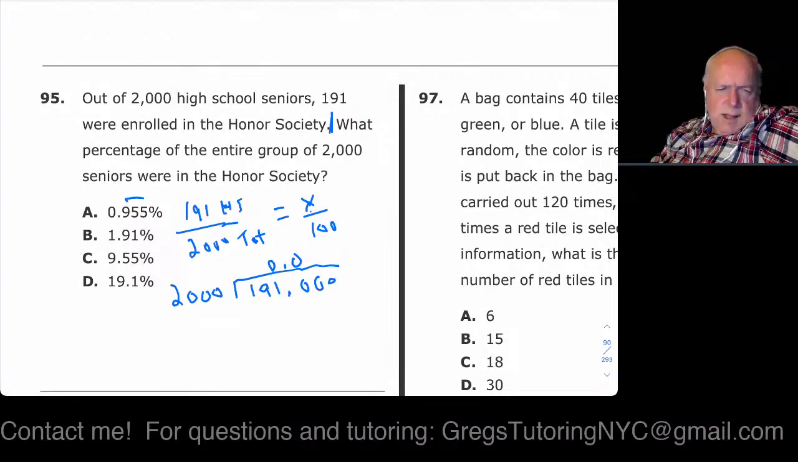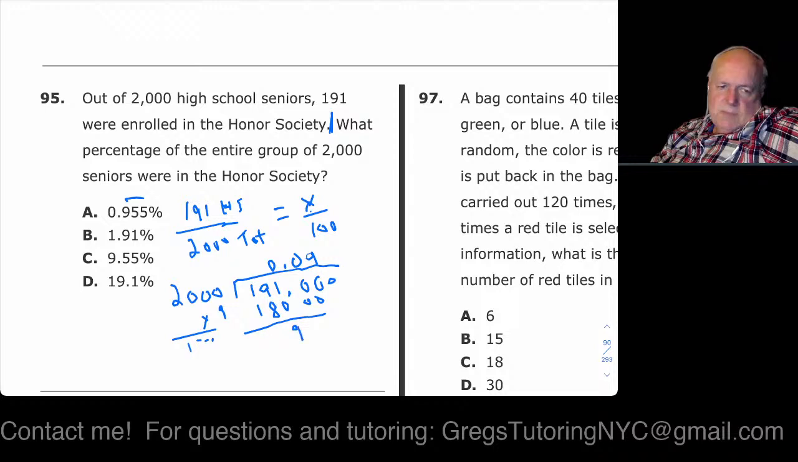So 2,000 into this 19,100. So that seems about 9, because if we did 10, then it would be 20,000. And if we did times 9, we get 18,000. Right? So we get 9 there. And we can put 18,000 here. And if we subtract that, what do we get? 900?